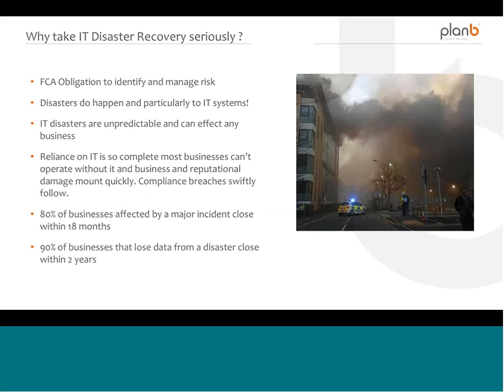So why should anybody take disaster recovery seriously? But most importantly, why should the insurance industry take it seriously?